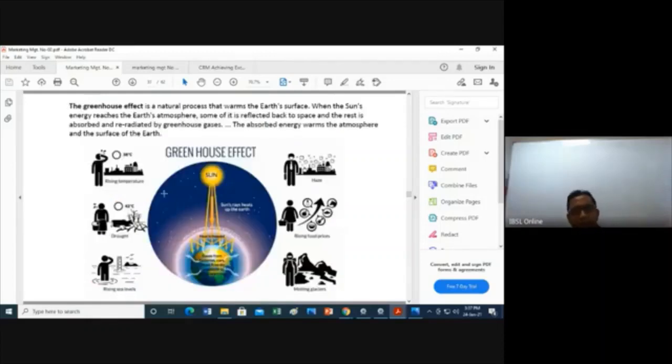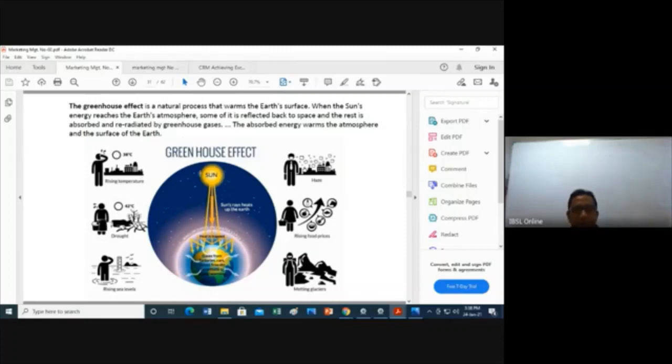Greenhouse effect, we discuss in detail, and that slide will be shared with you. So the greenhouse effect is a natural process that warms the Earth's surface. When the sun's energy reaches the Earth's atmosphere, some of it is reflected back to space and the rest is absorbed and radiated by greenhouse gases. The absorbed energy warms the atmosphere and surface of the Earth.